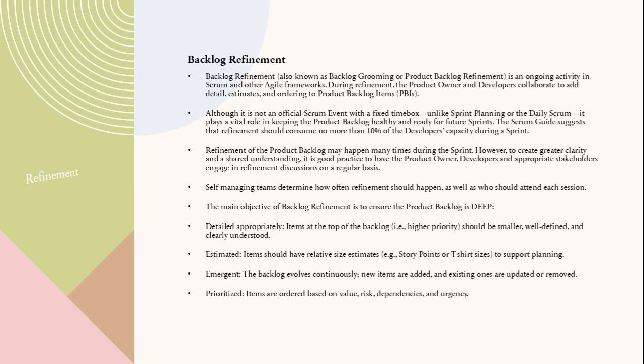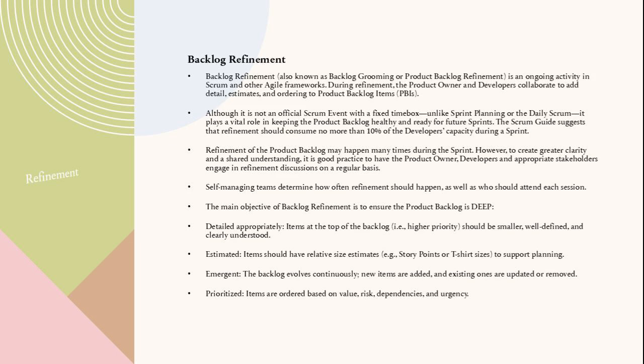A healthy backlog is deep: detailed, high-priority items are small and clear. Estimated: items have relative size estimates for planning. Emergent: the backlog evolves as new items appear and old ones change. Prioritized: items are ordered by value, risk, dependencies, and urgency.